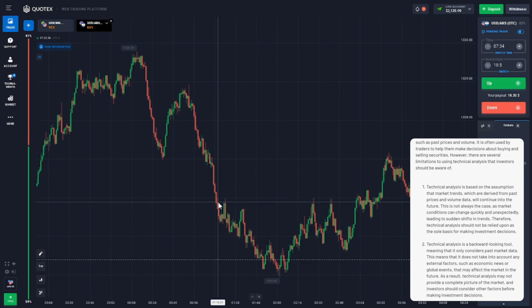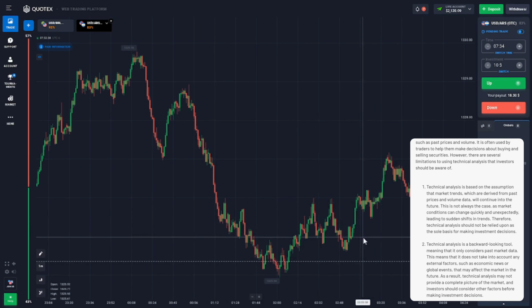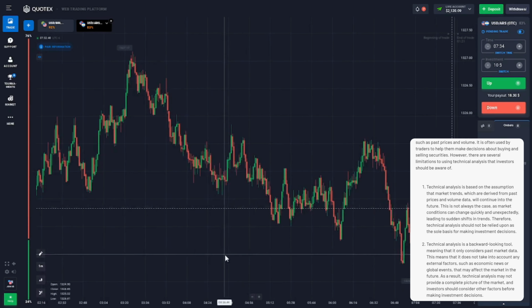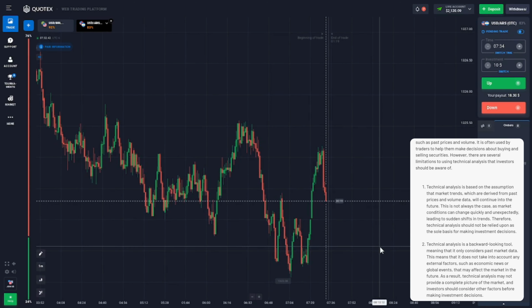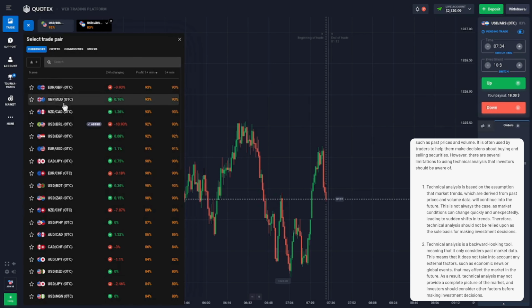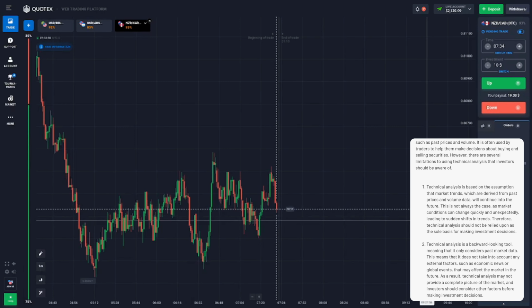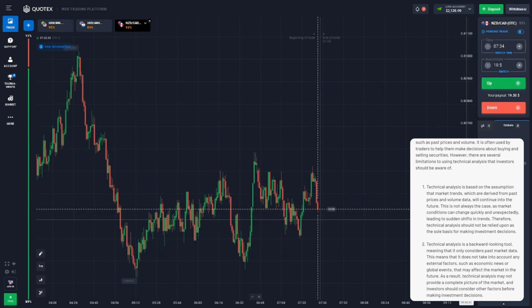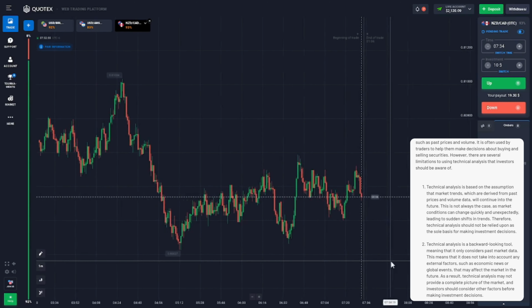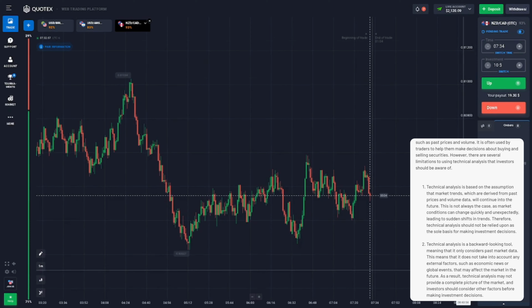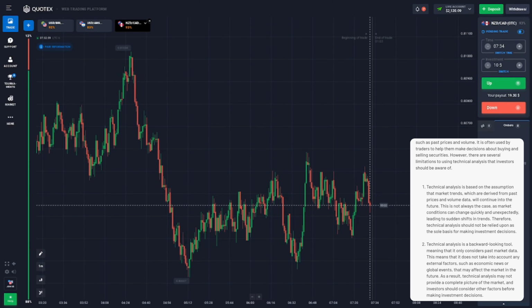1. Technical analysis is based on the assumption that market trends, which are derived from past prices and volume data, will continue into the future. This is not always the case, as market conditions can change quickly and unexpectedly, leading to sudden shifts in trends. Therefore, technical analysis should not be relied upon as the sole basis for making investment decisions.